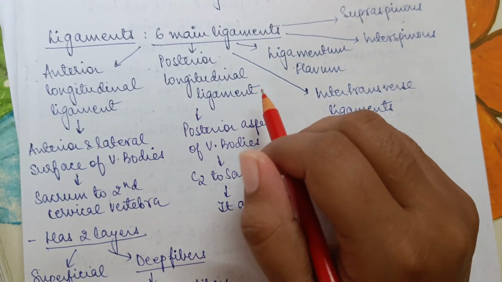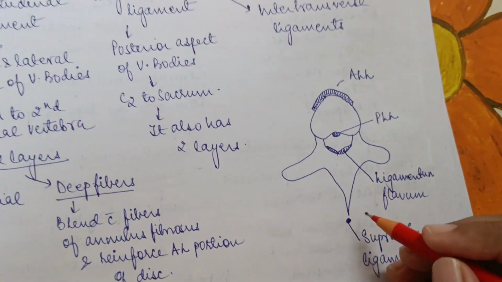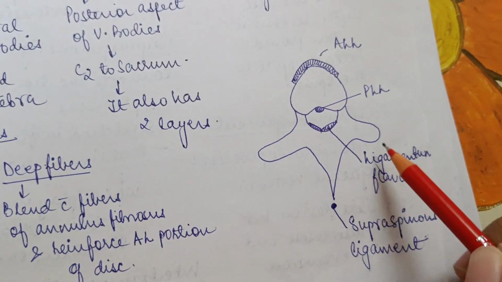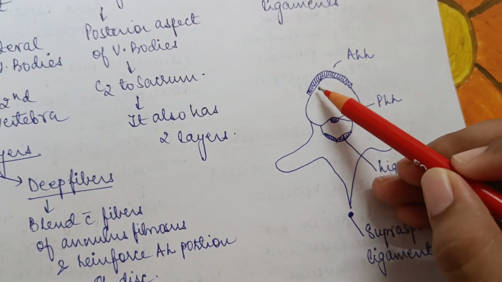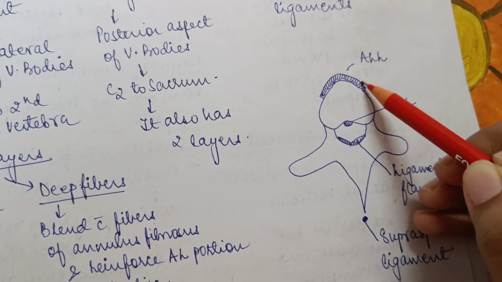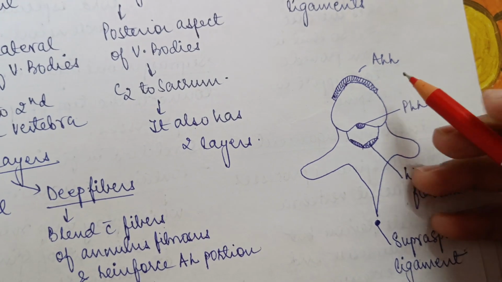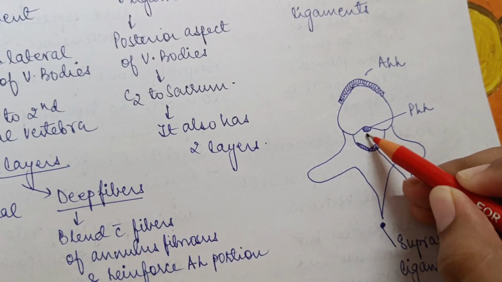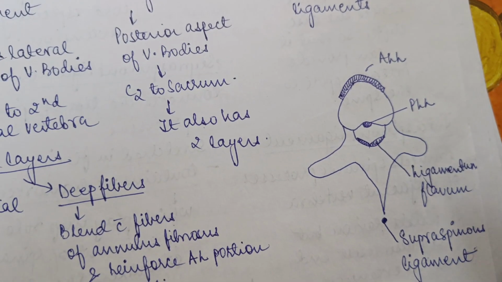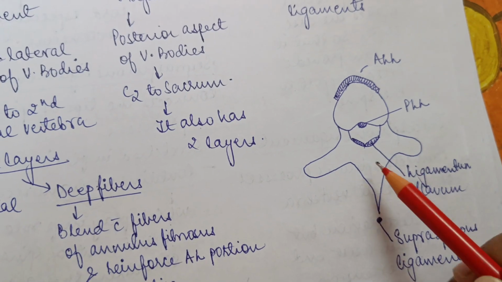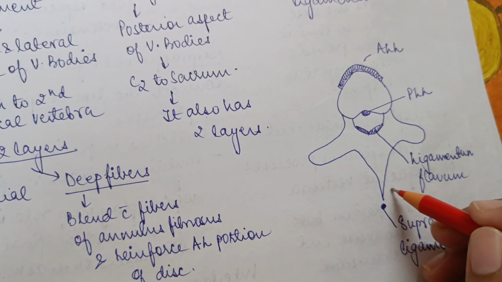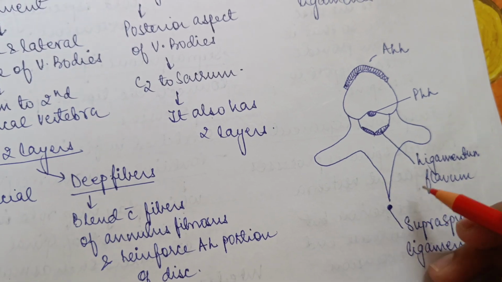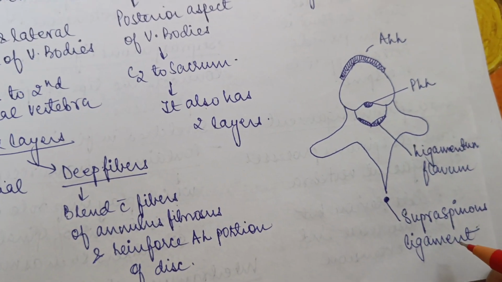For students it is easier to remember with the help of a diagram. For example, suppose this is a cross-sectional area of the vertebral body. The ligament which will lie anterior to the body is the anterior longitudinal ligament. The ligament which lies in the posterior part is the posterior longitudinal ligament. The ligament which supports the neural arch is the ligamentum flavum. The supraspinous ligament connects the tips of every spinous process, that's the supraspinous ligament.